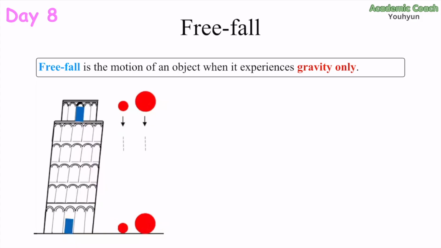Well, now we know that there is a very important condition for this. For any object to drop at the same rate and go through free fall, it needs to experience the force of gravity only. And the reason that these two spheres drop at the same rate is because they have about the same size and the same shape. So the amount of air resistance they receive is about the same.